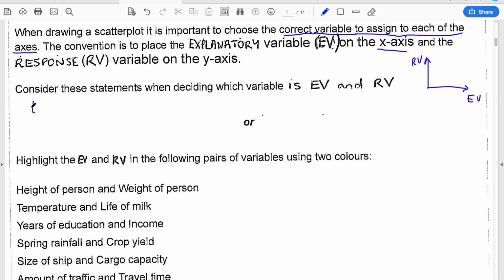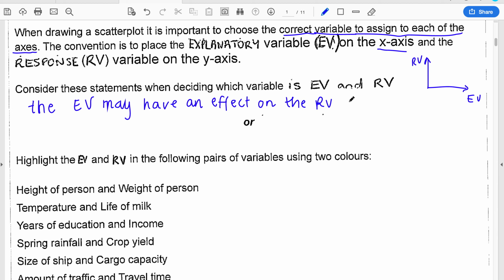So generally we say that the EV may have an effect on the RV, or influences the RV. So that's just a presumption. We don't know for sure. That's why I said may have an effect. We don't know that it influences it, but that's what we are investigating. We're investigating if it's having an influence.